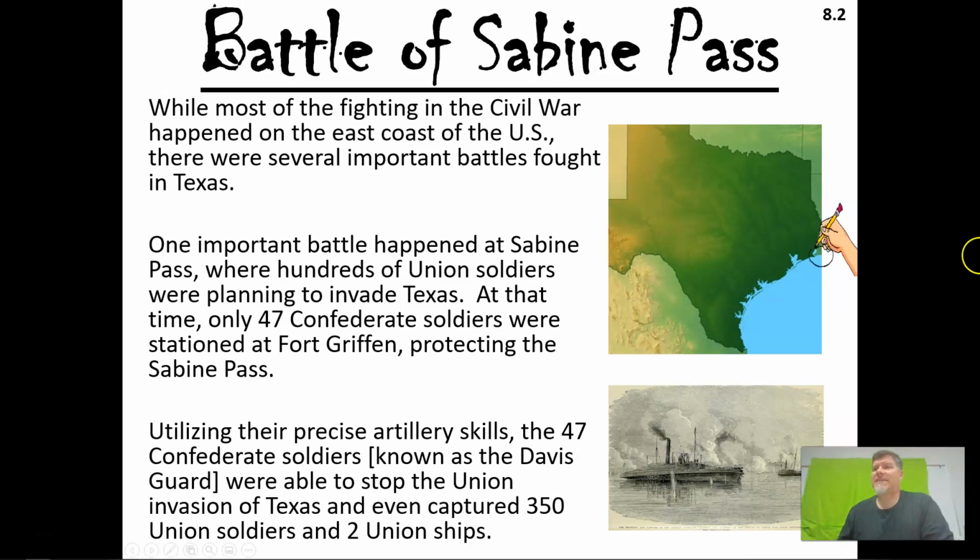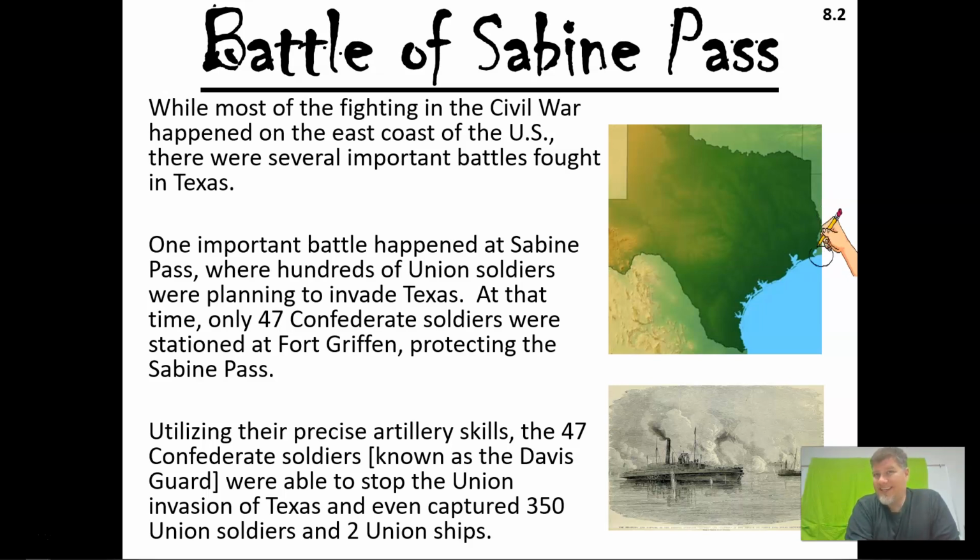Now, the Battle of Sabine Pass, and you can see on the map, Sabine Pass is right here. This is also a significant one. Most of the fighting in the Civil War happened further east, especially on the eastern coast in Virginia, Maryland, North Carolina, South Carolina, and all around the East Coast, although there was certainly a significant amount of fighting around the Mississippi River and Tennessee and Atlanta and Georgia and other places as well. Not as much happened in Texas, but the Battle of Sabine Pass is an important one.